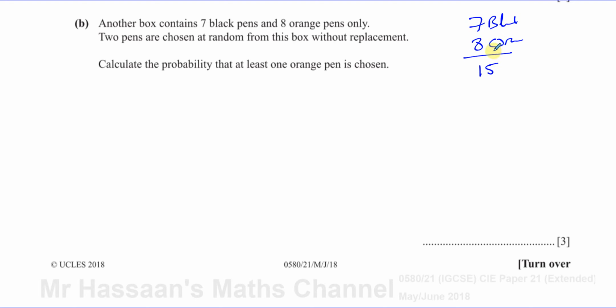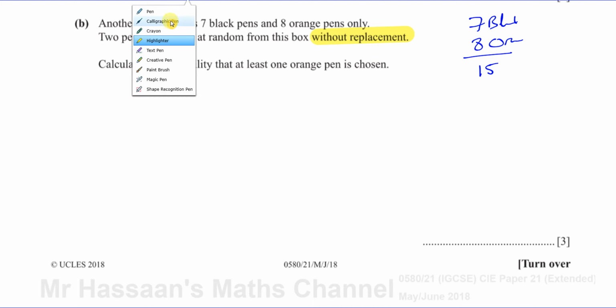2 pens are chosen at random. So now we got 2 pens are chosen without replacement. So now it's a slightly different type of situation. Not just 1 pen is chosen, but 2 pens are chosen without replacement. Calculate the probability that at least 1 orange pen is chosen out of the 2. One of them has to be orange.